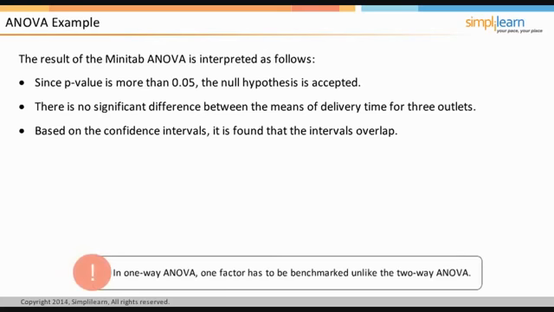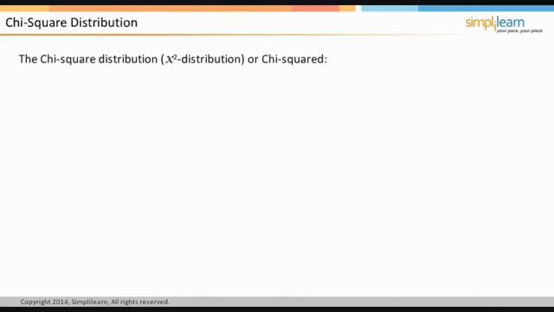In one-way ANOVA, there was only one factor to be benchmarked, that is, the outlet of delivery. If there are two factors, you may use the two-way ANOVA. In this screen, we will learn in detail about chi-square distribution. The chi-square distribution is one of the most widely used probability distributions in inferential statistics. It is also known as hypothesis testing, and the distribution is used in hypothesis tests.